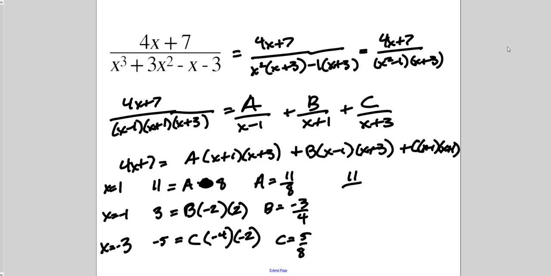11/8 times 1 over x minus 1, minus 3/4 times 1 over x plus 1, minus, so that's a -5/8, 5/8 times 1 over x plus 3.